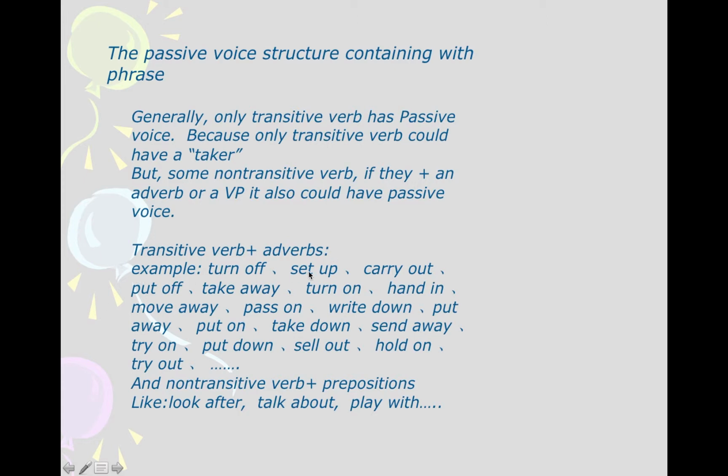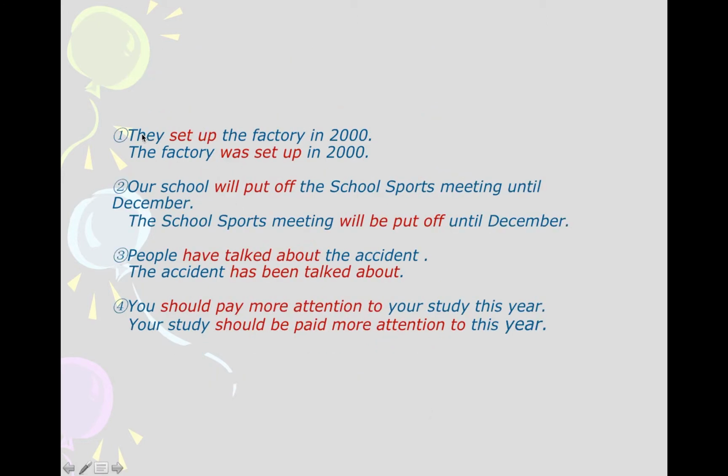Examples: turn it off, turn off, sit up, carry out, put off, take away, like turn on, head in, move away, pass on, write down. And intransitive verb plus preposition is like look after, talk about, play with. So here's the example. They set up a factory in 2000. The factory was set up in 2000.